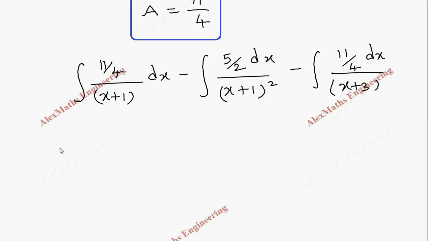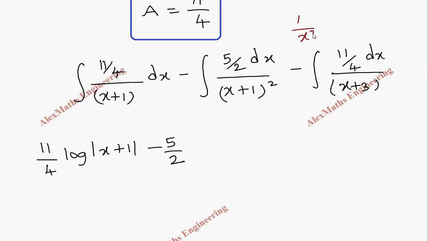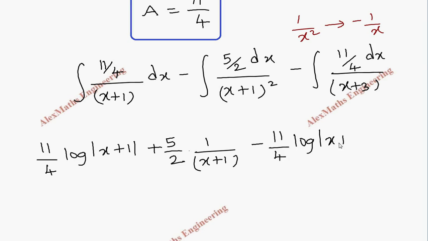Now on integration, the first term is 11 by 4 log mod x plus 1. Then this is minus 5 by 2, and integration of 1 by x square is minus 1 by x. Instead of x, we have x plus 1. So already there is a minus sign, so let's make this plus into 1 by x plus 1. Then this is minus 11 by 4 log mod x plus 3 plus constant c.